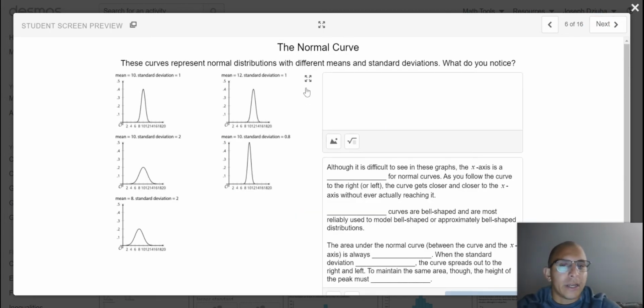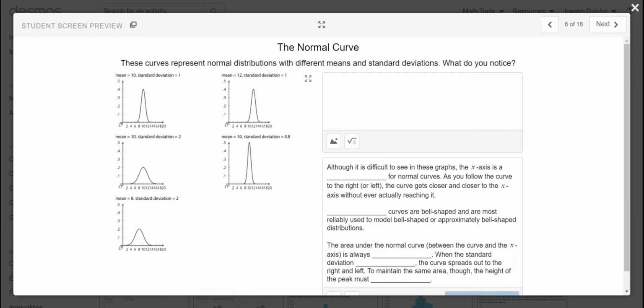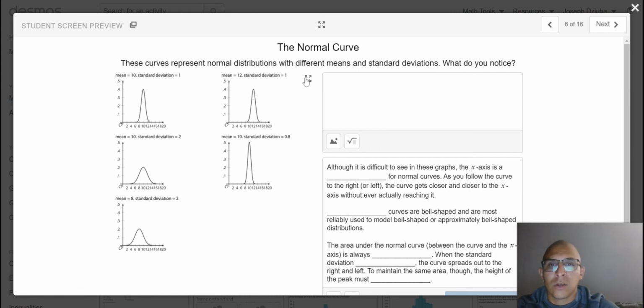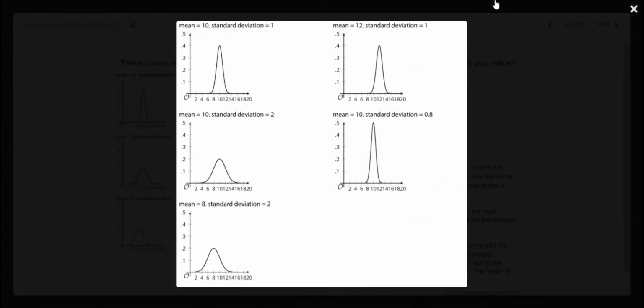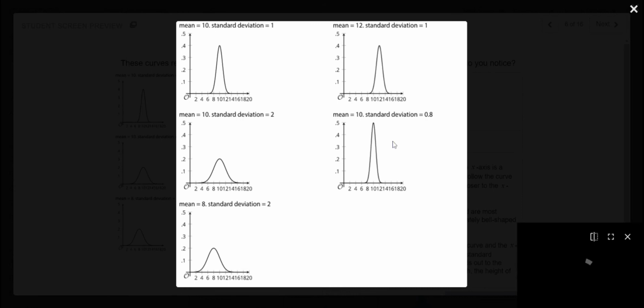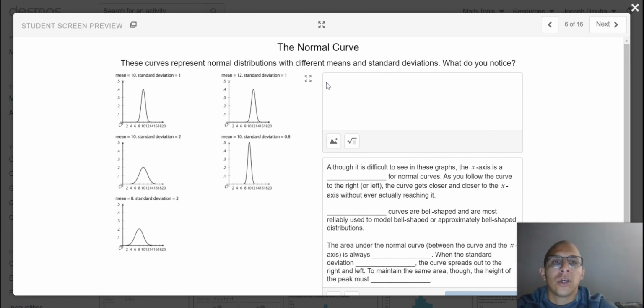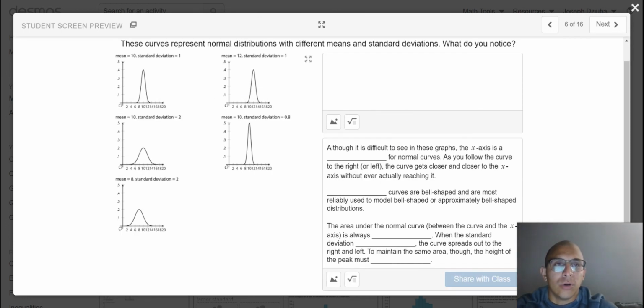Here, we're simply getting our feet wet, for lack of a better word. So we have these curves that represent normal distributions. As I had mentioned earlier in this video, a normal distribution is defined entirely by the mean and standard deviation. So based on these 5 images, what do you notice?